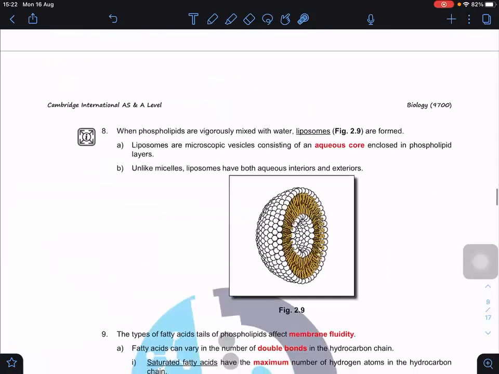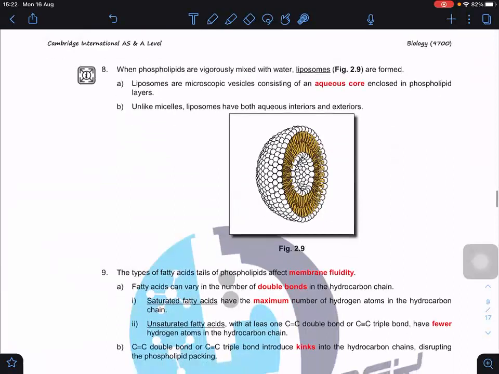Now next. If you shake them vigorously, mixed with water, they will form this structure called a liposome. Now, liposome is not in our syllabus, okay? But a few times the question has actually come out. And also the structure of liposome, in A2 we're going to learn about it again, how liposomes are used in gene therapy.